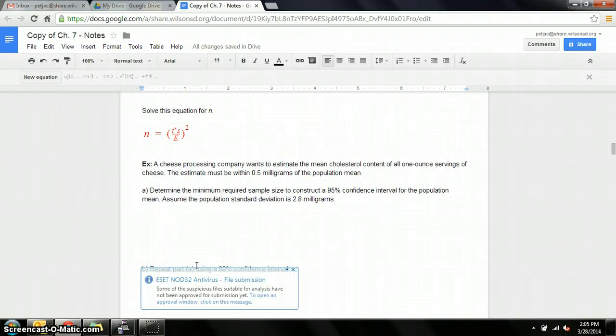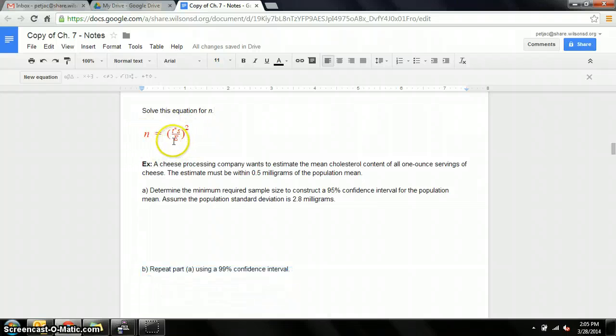All right, so if we're given a specific margin of error that we want, we're going to use this equation to find, well, what sample size do we need to obtain that specific margin of error. So we have a cheese processing company that wants to estimate the mean cholesterol content of all 1 ounce servings of cheese. The estimate must be within 0.5 milligrams of the population mean. Determine the minimum required sample size to construct a 95% confidence interval for the population mean. Assume the population standard deviation is 2.8 milligrams.